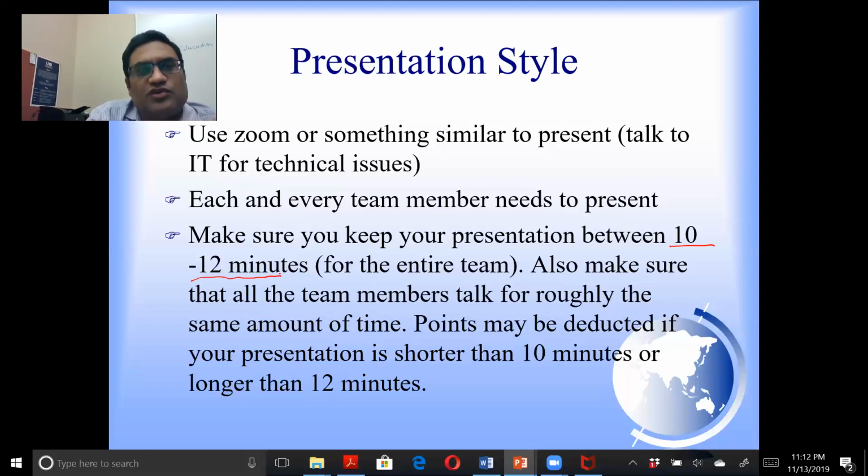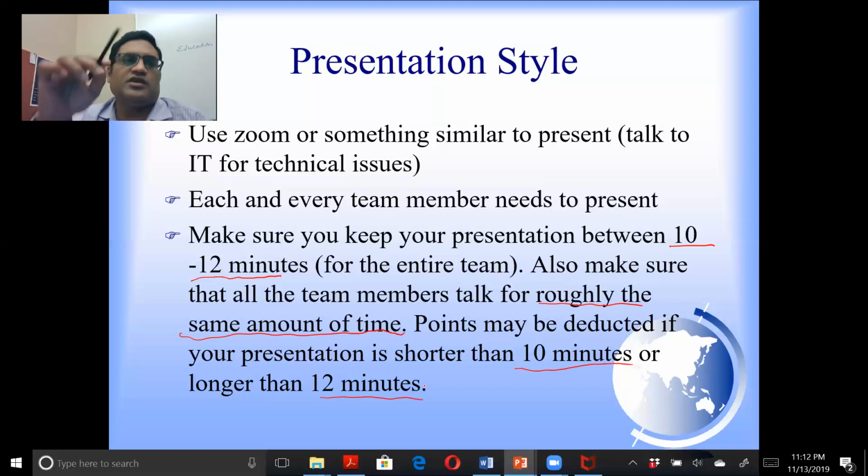Anyway, make sure each and every person in the team talks for roughly the same amount of time. Points may be deducted if it's shorter than 10 minutes or longer than 12 minutes. Now here's a tip for your presentation. Ideally, create a Zoom meeting between you and your teammates, record that meeting and upload it on YouTube. That would be ideal.